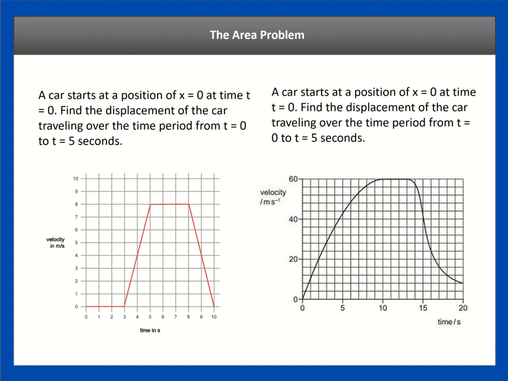We're going to introduce another type of problem. So on the left, we have a car that starts at position x equals 0 at time t equals 0. We want to find the displacement of the car traveling over the time period from t equals 0 to t equals 5 seconds. All right, so in this situation, notice that the graph is essentially just straight lines, right? So this graph is not dynamic.